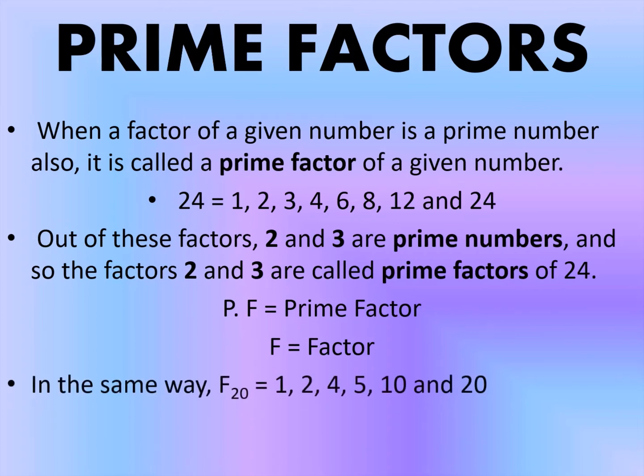Short form of prime factor is PF, and factor can also be represented by capital F. In the same way, factors of 20 are 1, 2, 4, 5, 10 and 20, and the prime factors of 20 are 2 and 5.